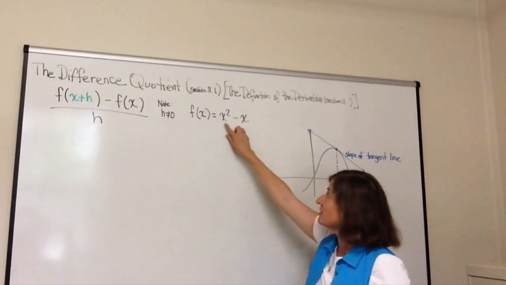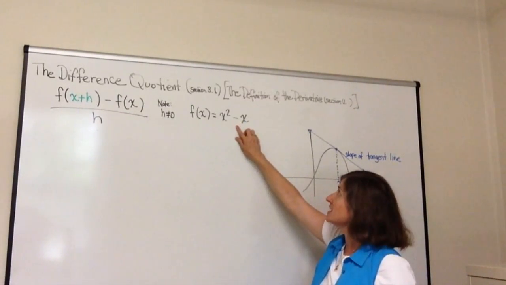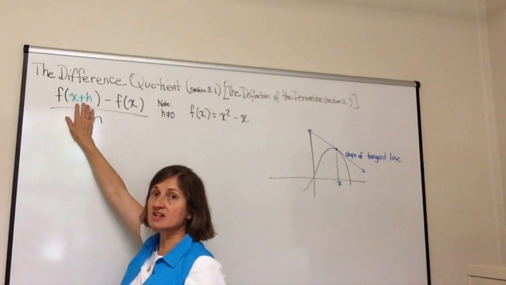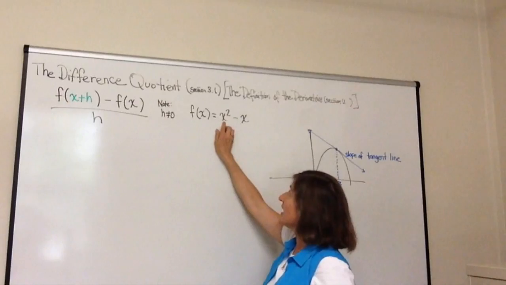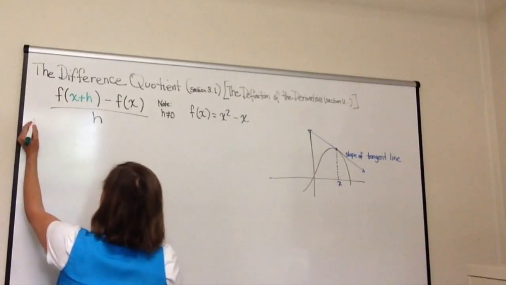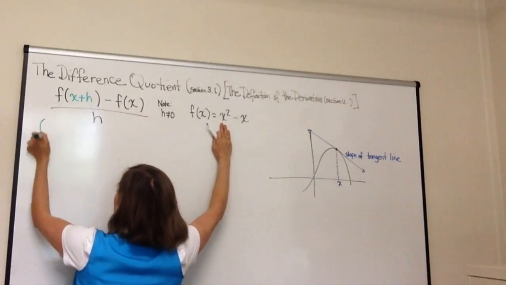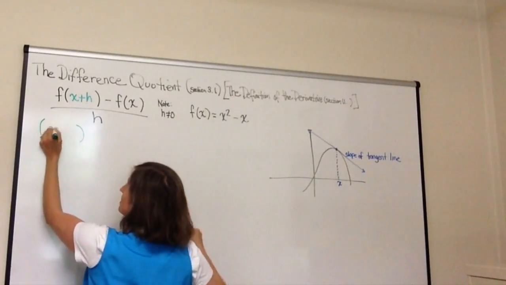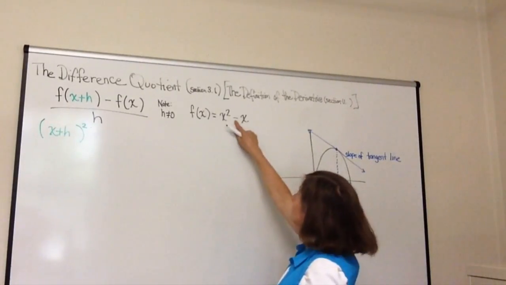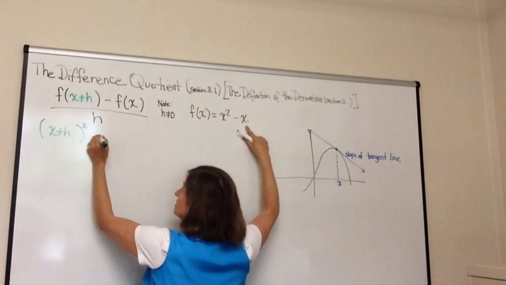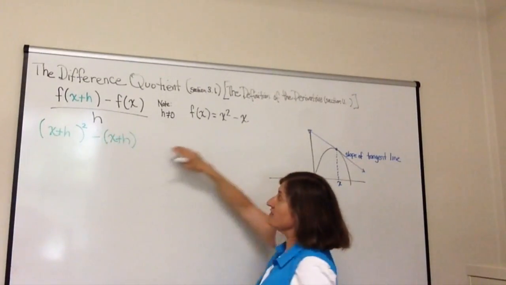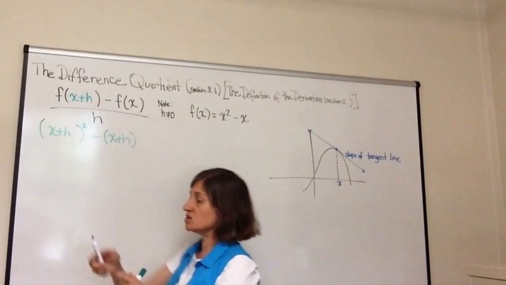Here's my quadratic, x squared minus x. Again, you take this x plus h, and everywhere you see an x, you're going to put x plus h. So let's rewrite this. We have the x squared, we put x plus h, quantity squared, then minus there's another x, so we need to put another x plus h. Okay, and that takes care of the f of x plus h.